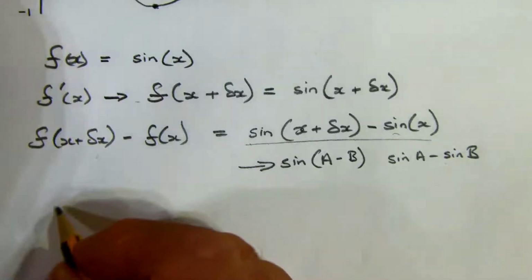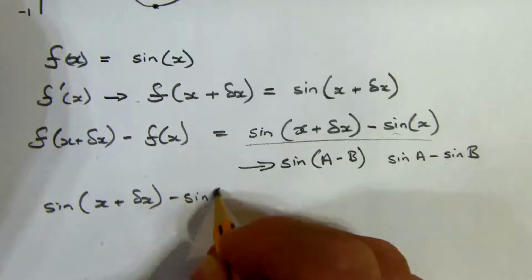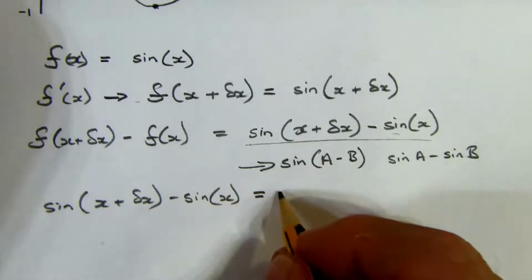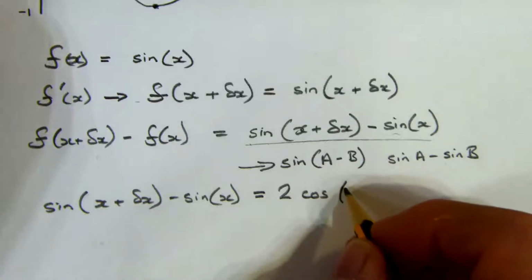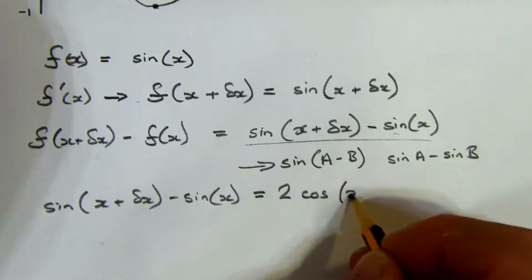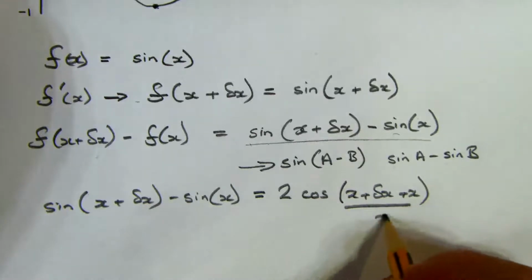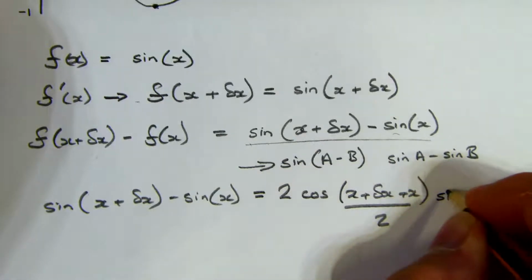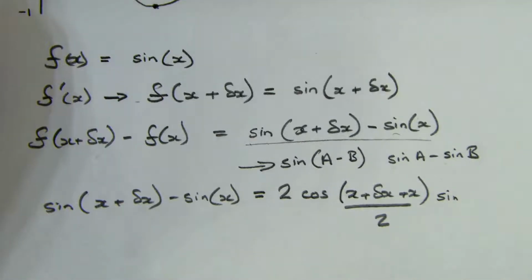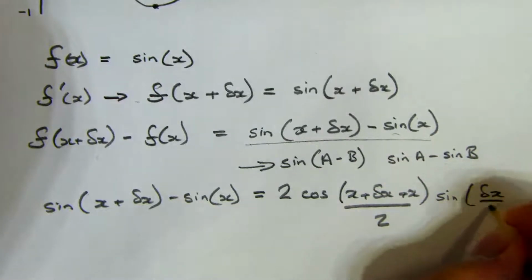is here to say that the sine of x plus delta x minus the sine of x is going to equal 2 cos of x plus delta x plus x, all over 2, times the sine of a minus b over 2, which is going to give us just simply the sine of delta x over 2.